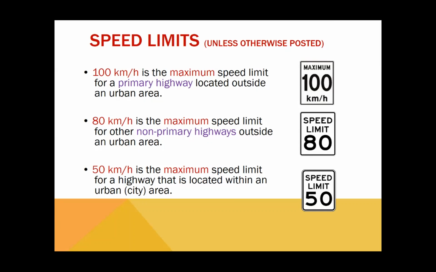Say you're driving around in a new area that you've never been in and you can't see any speed signs right away. If you default to 50 kilometers an hour in that city, that's usually a safe bet because you're not going too slow and you're not going too fast. So 50 kilometers per hour is the maximum speed generally used in urban centers, unless it's otherwise posted.